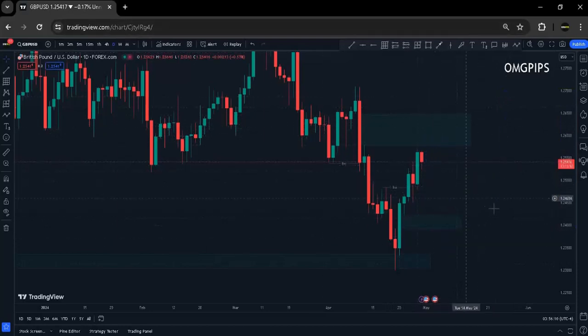That's the daily time frame though. So from the daily time frame, we go down to the 4 hour.